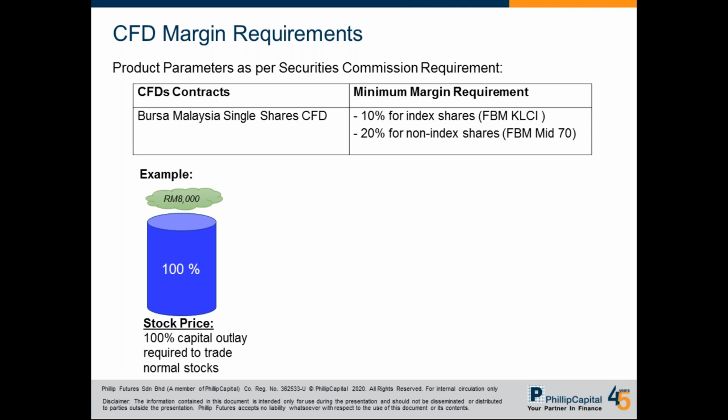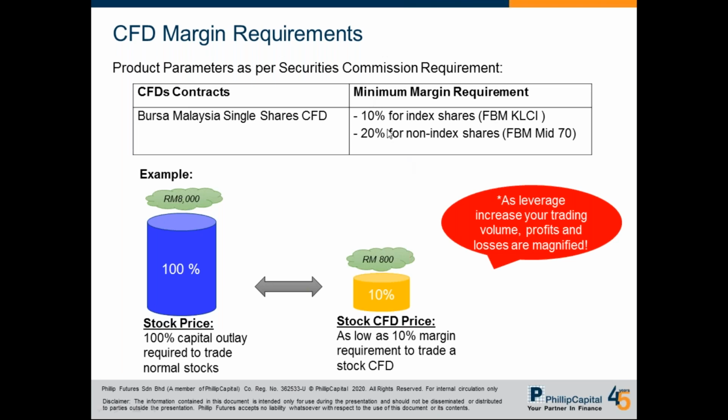So how much do you need to come up with in order to own one lot of Harta? In a traditional broker account, you need a minimum of 8,000 ringgit to own one lot of 1,000 units of Harta. But if you trade Harta CFD via our Phillip CFD account, you only need to come up with 10%, because Harta is an index stock, so the margin required is only 10%. So you only need to come up with 800 ringgit. For 800 ringgit, you can own one lot, or 1,000 units, of Harta.